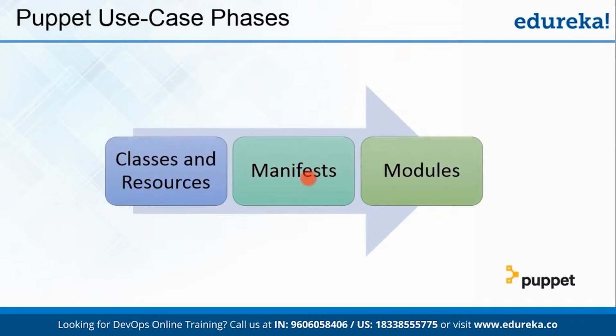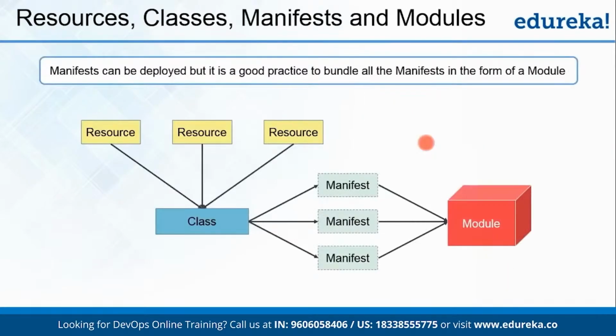Let us move forward, and before actually doing this, it is very important for you to understand certain code basics of Puppet, like what are classes, resources, manifests, modules, all those things. We'll move forward and understand those things one by one. First of all, I'll explain resources, classes, manifests and modules separately. But before that, let me give you an overview of what these things are and how they work together.